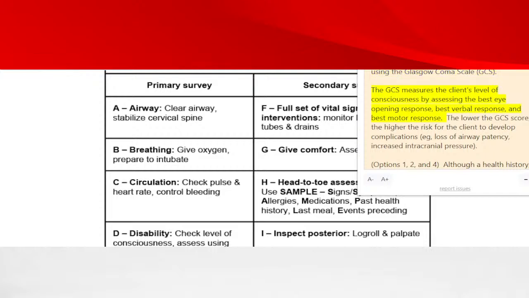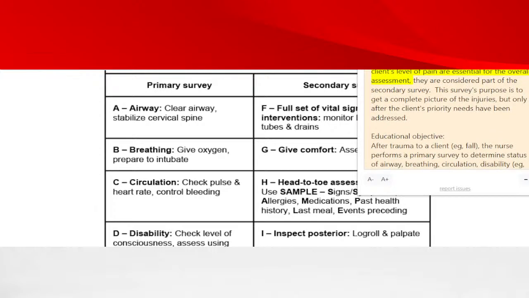The GCS measures the client's level of consciousness by assessing the best eye-opening response, best verbal response, and best motor response. The lower the GCS score, the higher the risk for the client to develop complications, e.g., loss of airway patency, increased intracranial pressure. Options 1, 2, and 4.